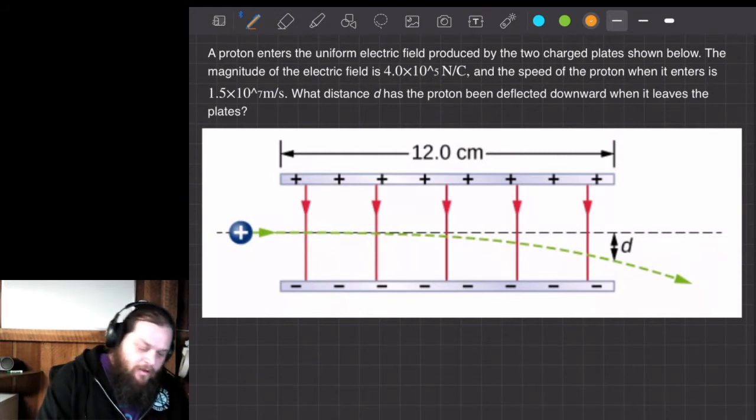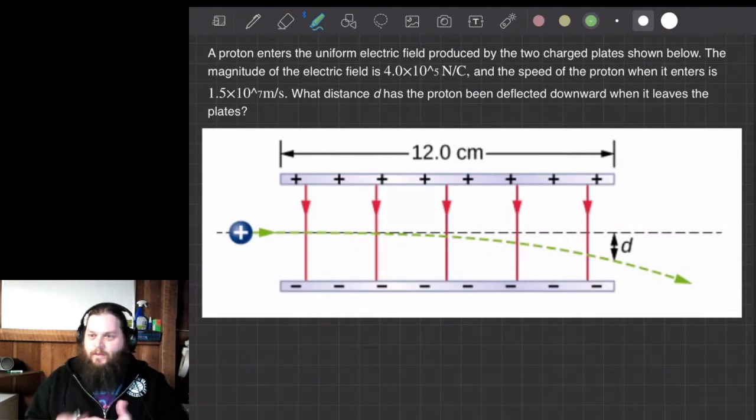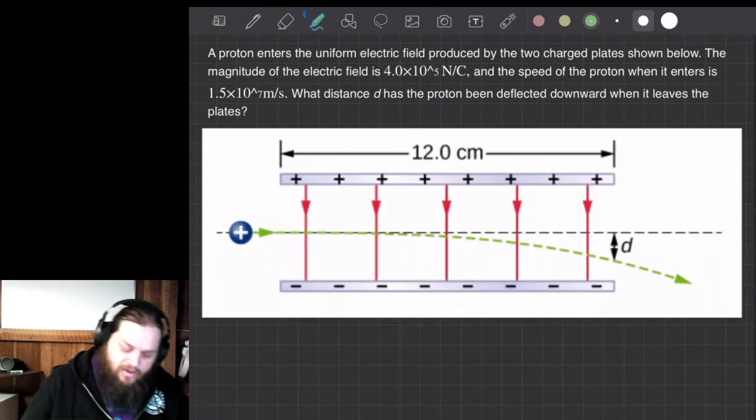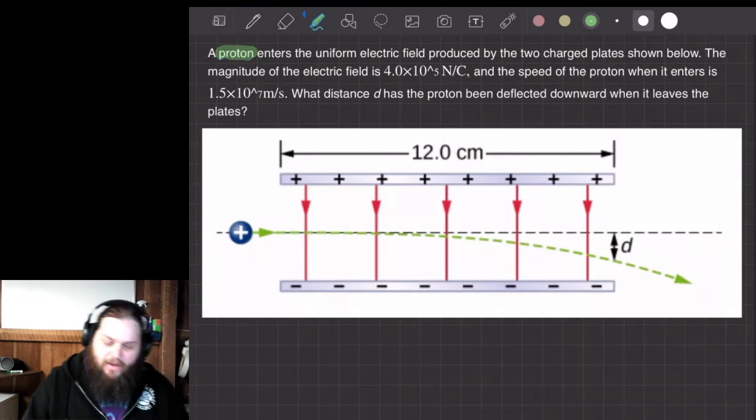First thing I want to do is pick apart this word problem, because word problems are always tricky where they give you a lot of information. You have to digest what they give you and what you have to find out. So the first thing I see is we have a proton that's entering that uniform electric field. So that tells us what type of particle we're talking about. We know the charge of a proton, we know the mass of a proton.